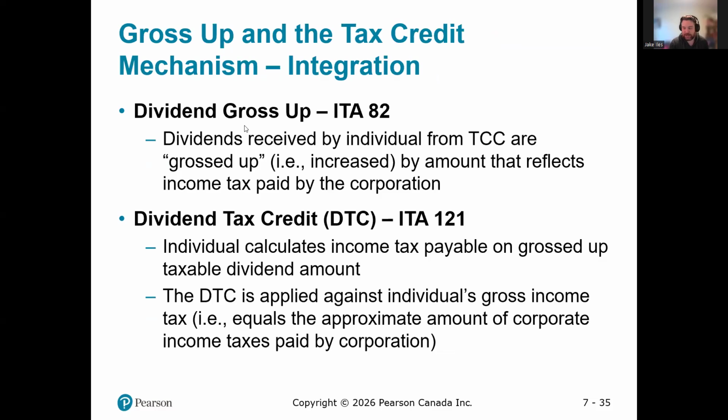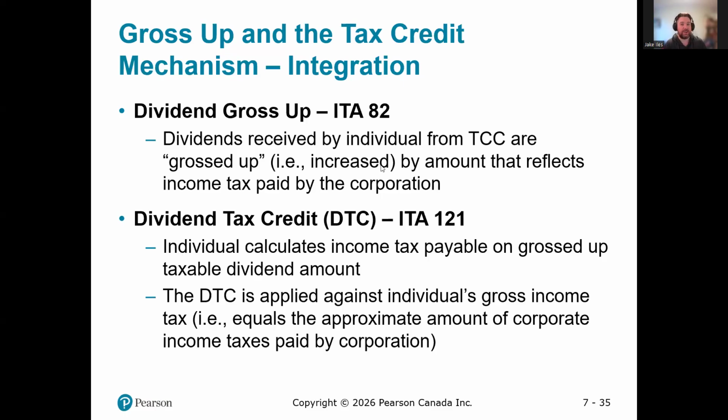So we have a couple of steps. When an individual receives a dividend, that dividend is an after-tax amount. So the first thing we have to do is gross the dividend we received back to its pre-tax number. The dividend from a taxable Canadian corporation is grossed up, or increased, by the amount that reflects the expected income tax that's paid by the corporation. You have an after-tax amount.